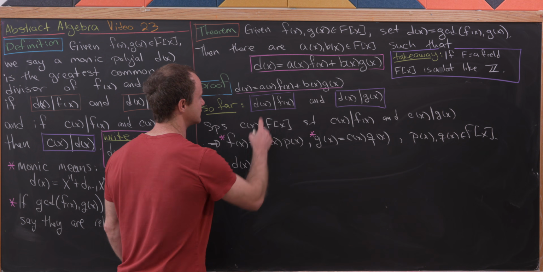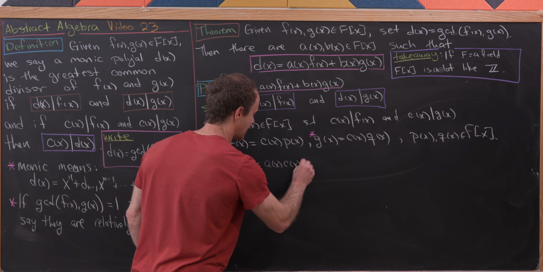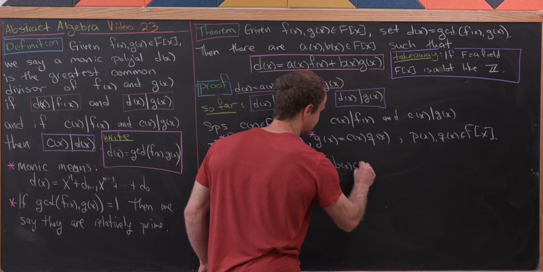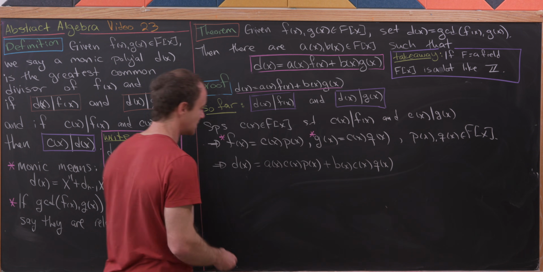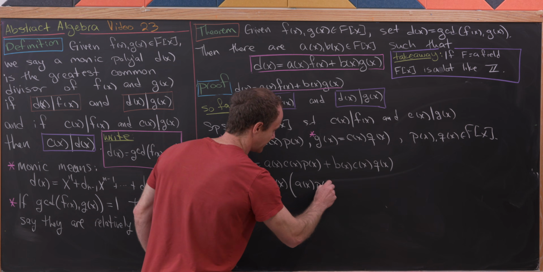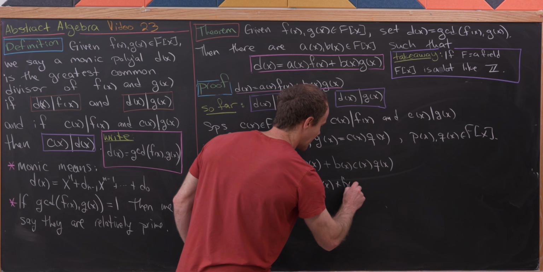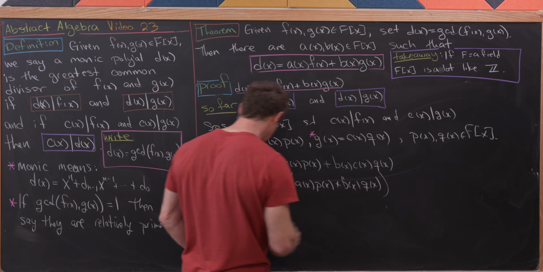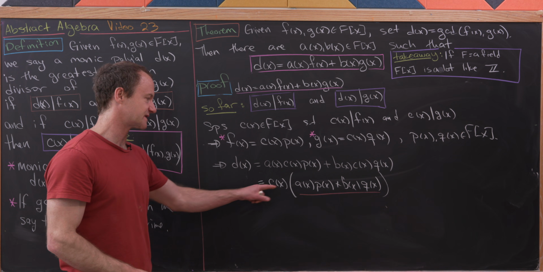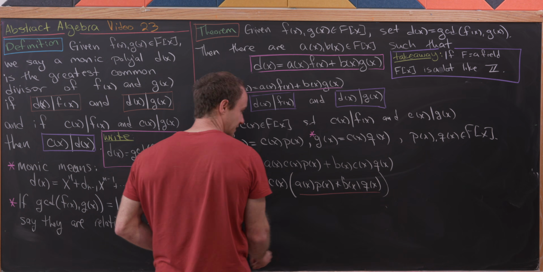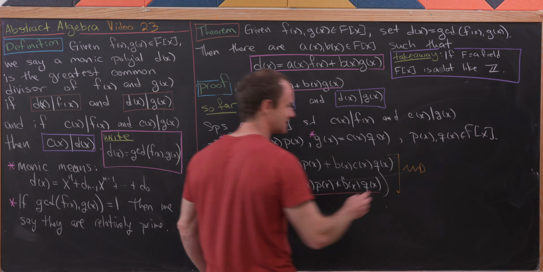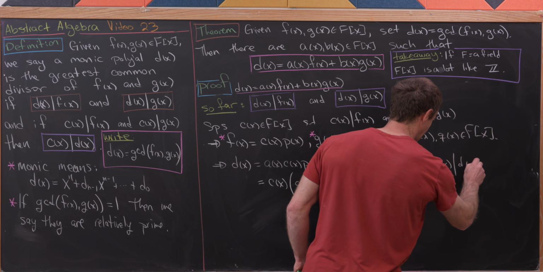So d of x will be equal to a of x times c of x times p of x. That's our a times f term. And then it'll be b of x times c of x times q of x. But the important thing here is we can factor a c of x out. That leaves us with a of x p of x plus b of x q of x. But it actually doesn't really matter at all what's in here. The important thing is that we have d of x equals c of x times some polynomial. So d of x being equal to c of x times some polynomial is exactly the condition to say that c of x divides d of x.